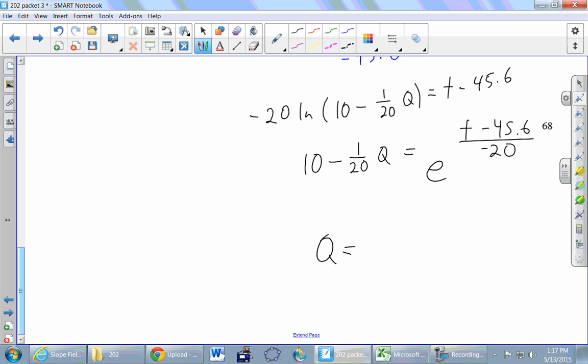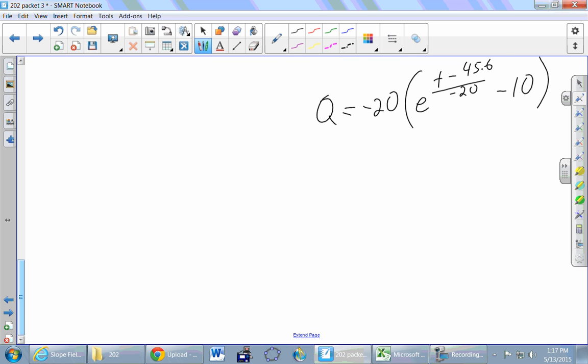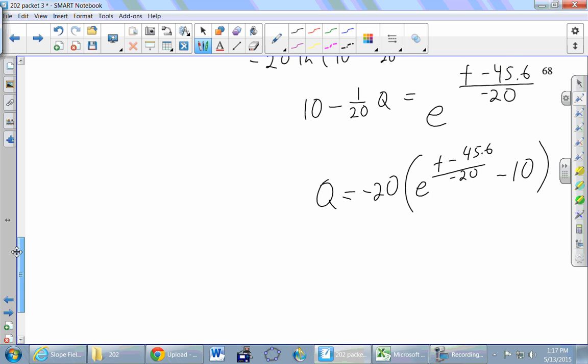So our final answer, Q equals everything we had before. Subtract the 10, times by negative 20. So I'll put my final answer here. Q of T equals negative 20. I'm just going to distribute this negative 20 through e to the T minus 45.6 over negative 20, and then plus 200 at the end.